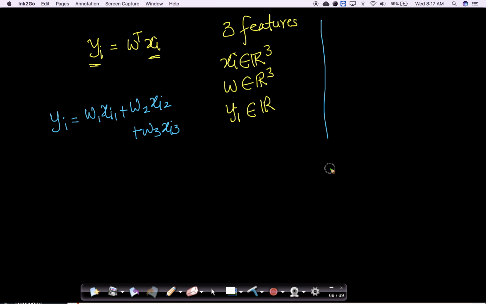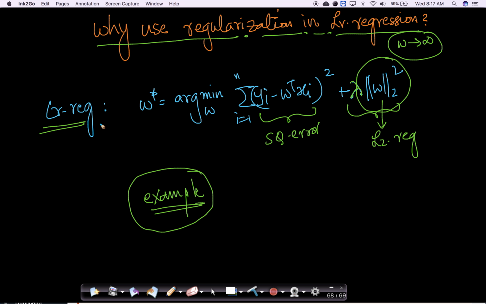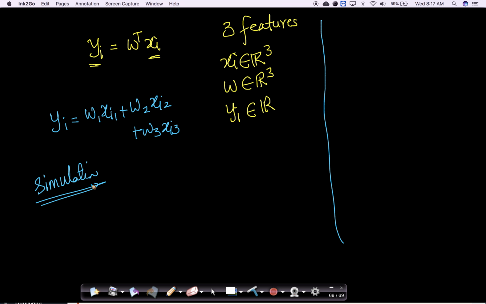This is the relationship, right? So let's look at a simulated example and a real world example. Let's look at the simulation first and then we'll go into the real world example. To understand the need for regularization, let's assume I construct data as follows. I generate data such that yi is equal to 2 times xi1 plus 3 times xi2 plus 0 times xi3.